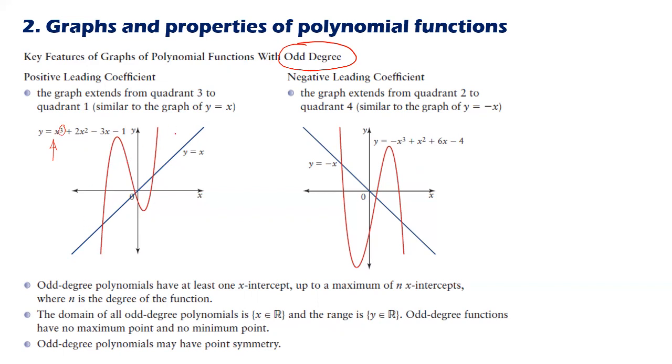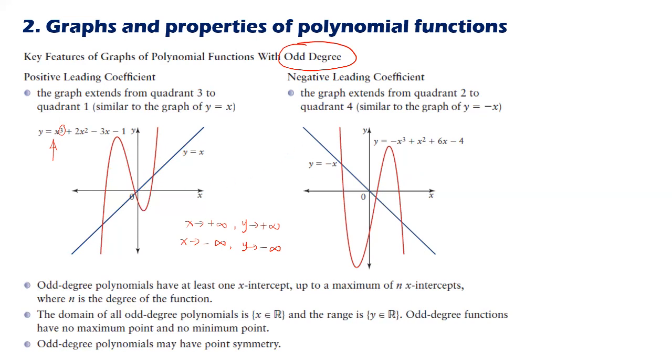Why? Because when x approaches positive infinity, y also approaches positive infinity, right? And when x approaches negative infinity, y also approaches negative infinity, because the largest degree has the most significant influence on the whole value of the function. So the whole trend of the function is to extend from the third quadrant to the first quadrant. Understand? Please remember this pattern.